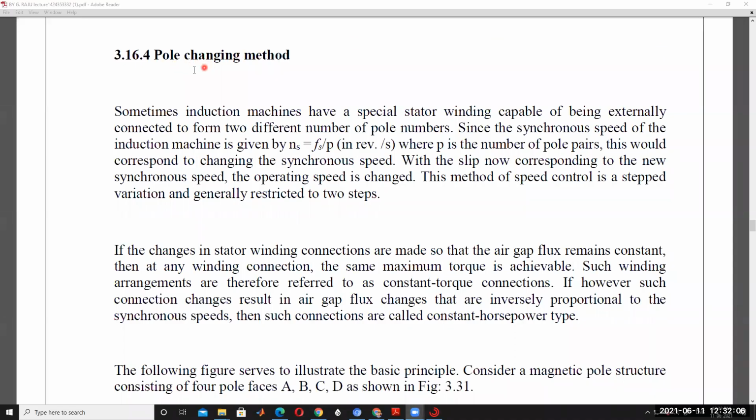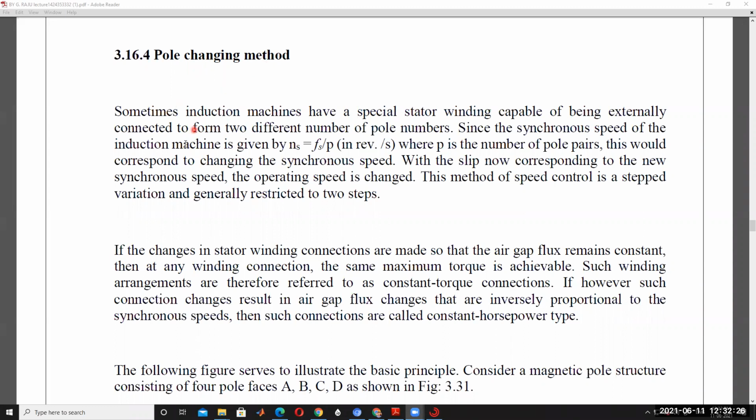It's clear. Understood. So once a machine is designed, the poles of the induction motor are not possible to change. Okay. Understood. If it is designed steadily, it is possible to change the poles of the induction machine. So here is the concept of the pole changing method.